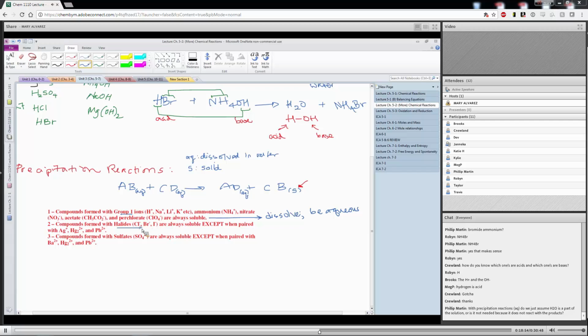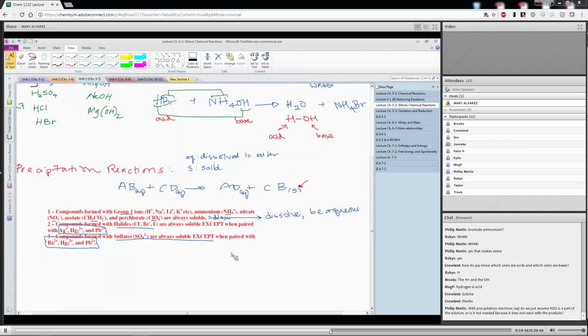Rule number 2, halides are almost always soluble. The only exceptions we have are if I stick it with silver, mercury, or lead, these specific ions. So halides almost always will dissolve, except in these rare cases. Number 3, compounds with sulfates, again, almost always soluble, except when paired with these ones. These are like kryptonite for sulfates, kryptonite for our halides. Okay. But everything else is soluble, generally speaking, and for the purposes of this class.